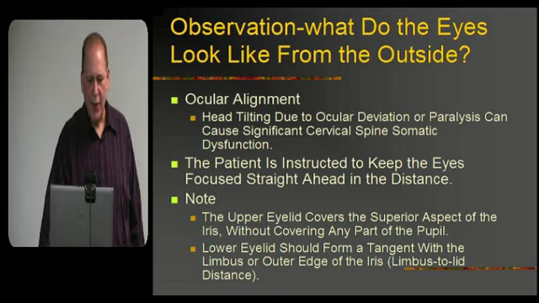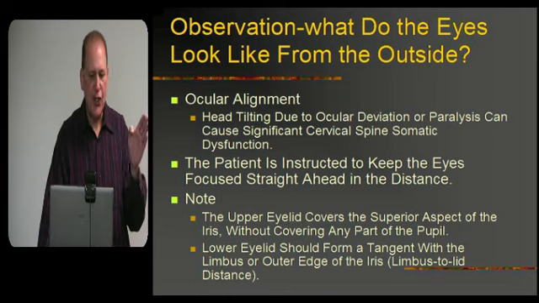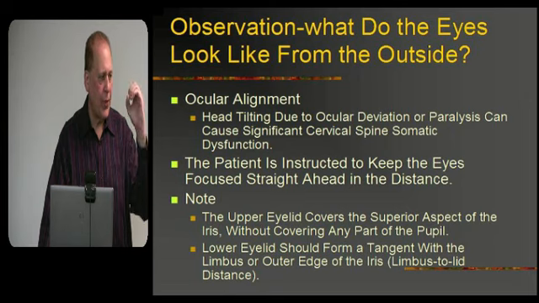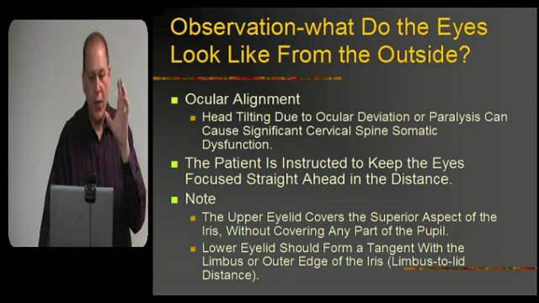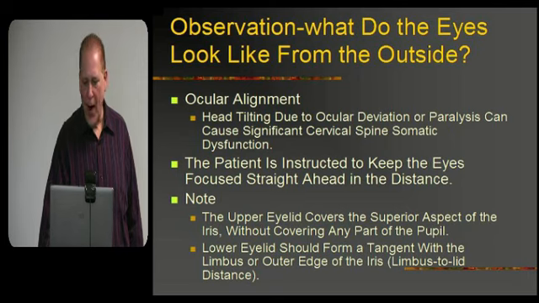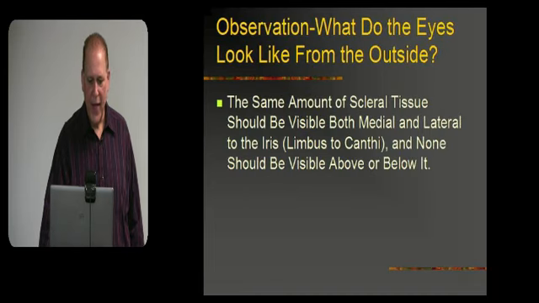So when you do the ocular alignment test, you're going to ask the patient to just look straight ahead in the distance. As a person focuses closer, remember the pupils constrict. So if you try and do your test too close, they're going to look constricted. Here we go. The upper eyelid covers the sclera. We talked about this: limbus to lid and limbus to canthi distances. The lower lid forms a tangent, with the same amount of sclera.